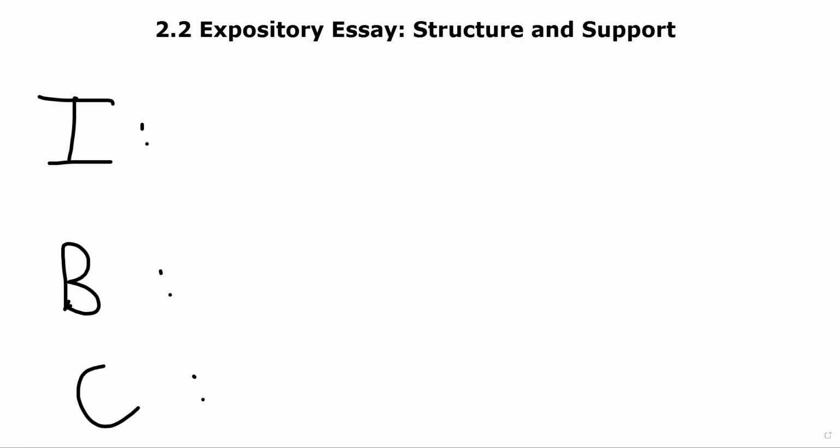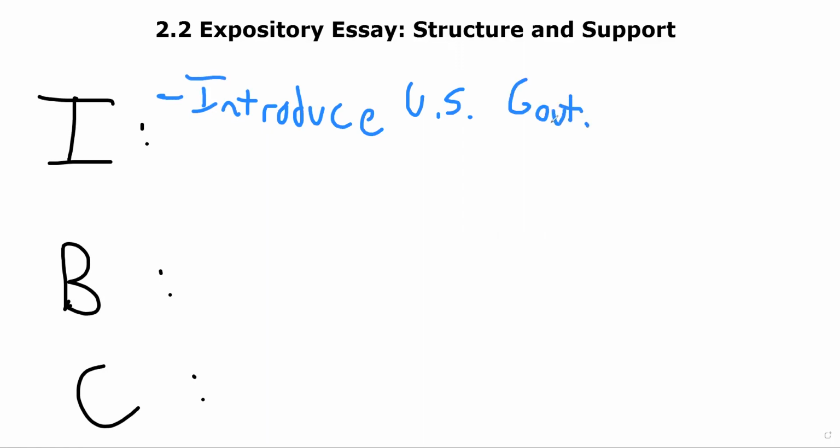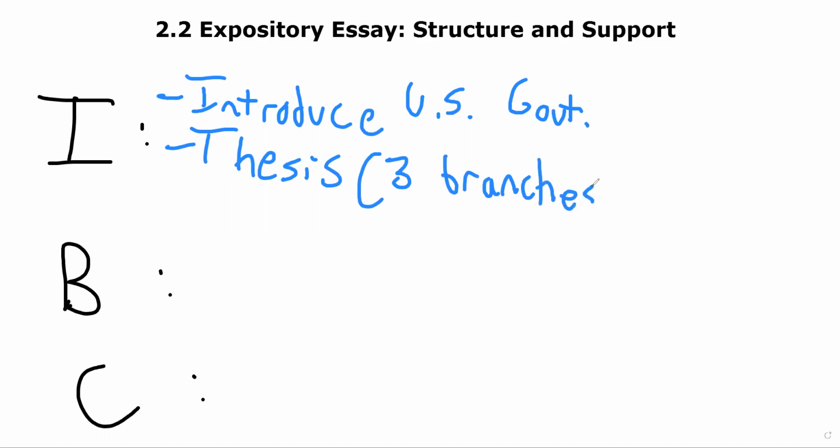So we know that in the introduction, we need to introduce our topic. In this case, we are introducing the United States government. So we may want to provide some basic context about what the US is before diving into the government. We then want to provide some kind of thesis statement that exemplifies, right, the three branches. So we have our three branches. These are our examples.